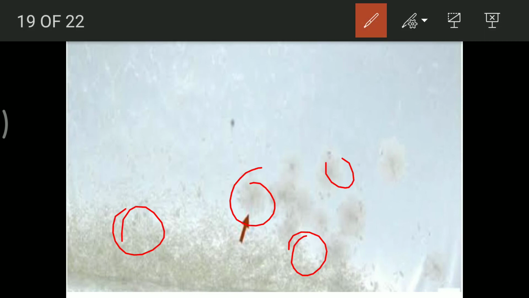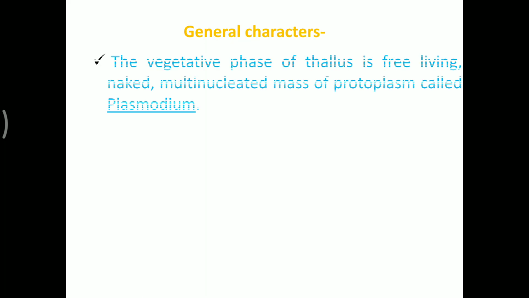This is just a diagram of the same slime mold on the walls. You can see these structures. These are not the spores, these are the plasmodial structures. And when I am talking about the flagellates, these are the flagellates. Over the same structure, if you focus very properly, you will see some dots, moving brown colored organisms, and those are the amoebae or the flagellates.